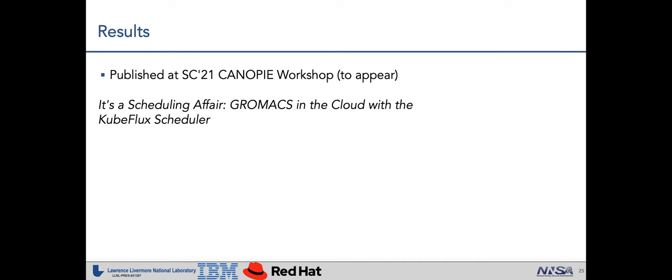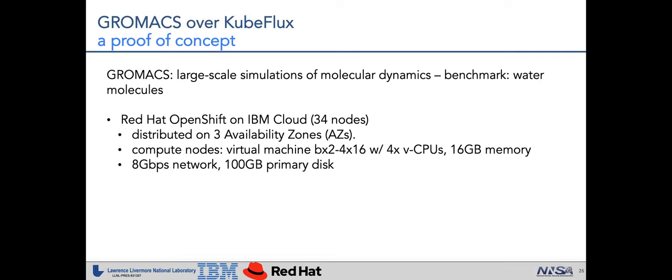We have some results that we showed at the Canopy workshop at Supercomputing last year, a few months ago. So we evaluated KubeFlux with Gromacs, compared against the Kubernetes default scheduler. And we used MPI, the MPI operator, since Gromacs is based on MPI.